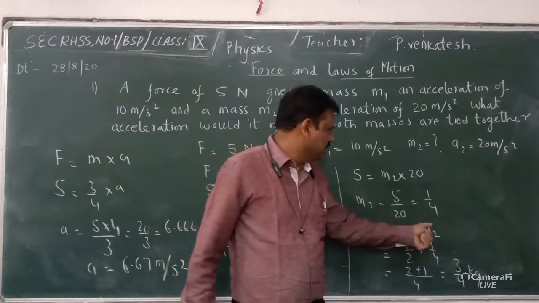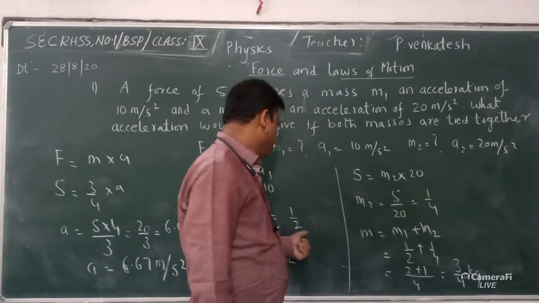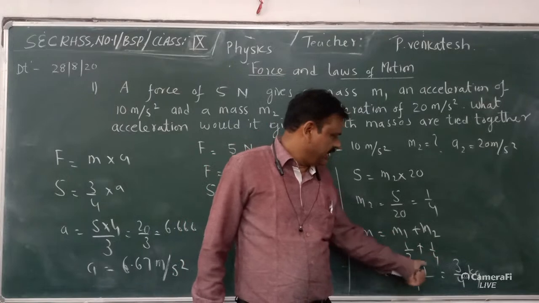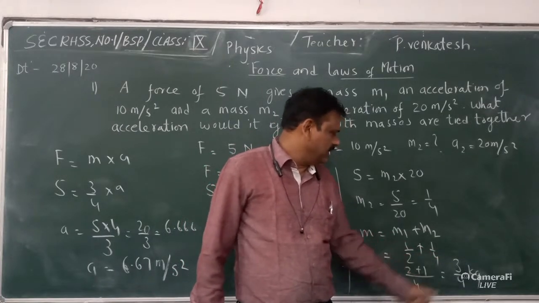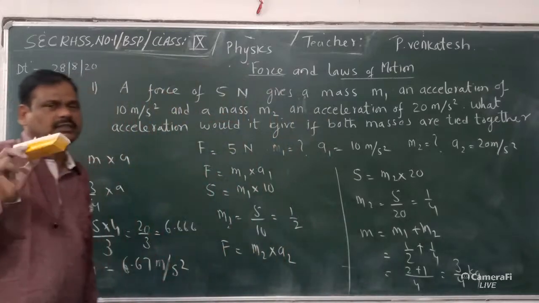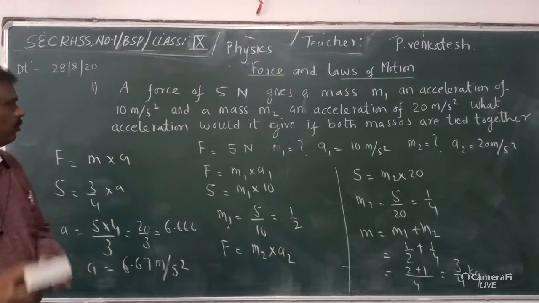That is m equal to m1 plus m2. That is 1 by 2 plus 1 by 4. Take the LCM here, 4. 2 2 ja 2, 1 ja 1, plus... 2 plus 1 is 3 by 4. Therefore, the combined mass of these two objects is 3 by 4 kg.